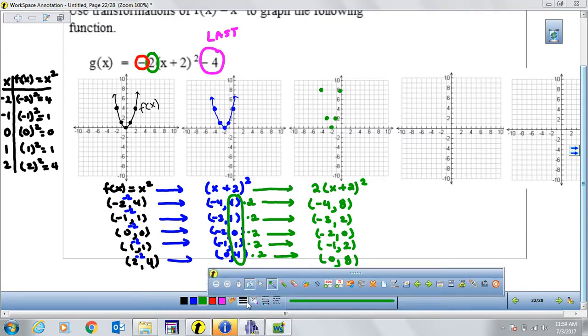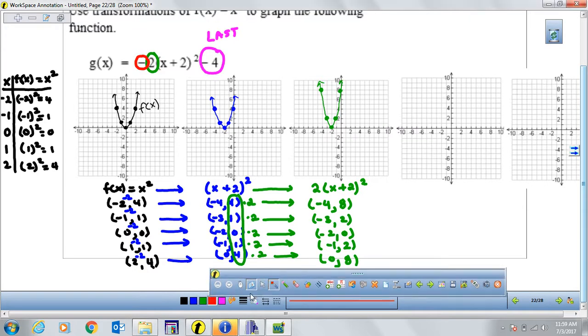And this is basically what a vertical stretch looks like. It makes the graph become a little bit skinnier because the y values get larger. For every one of these points that we have here originally, the y values became larger. So basically it makes the graph look a little bit skinnier or narrower. That's what the vertical stretch causes.